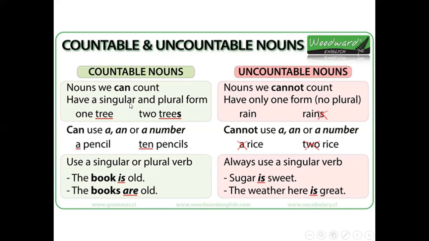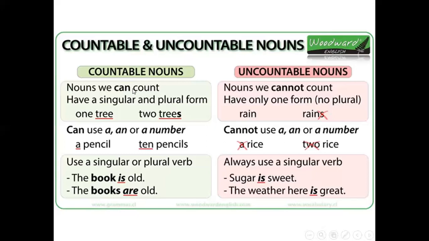Before the singular, we use a or an, such as a tree, a cat, or an apple. For the plural form, we use a number before the plural form, such as 10 pencils, 10 apples, and 10 cards, for example. Which verb can I use with singular and which verb with plural nouns? I use is with a singular noun, such as the book: the book is old. And the books here is plural, so I use are with plural: the books are old.